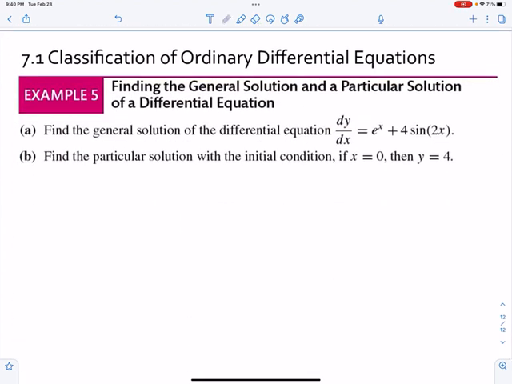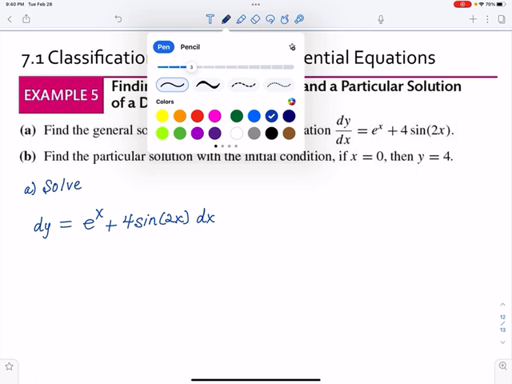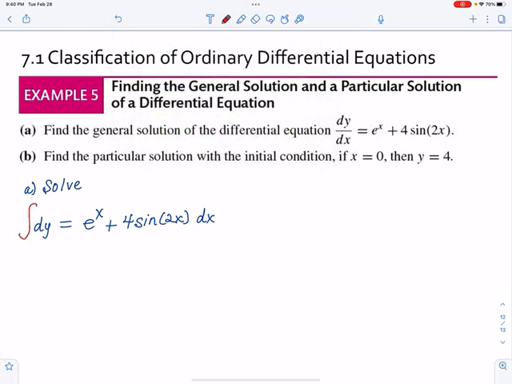We're going to do the same thing here. So for part A, we're going to find that general solution by solving. I'm going to take that differential equation and move the dx to the other side. Now, these will definitely get more complicated in section 7.2. I'm moving that dx to the other side. I separated my differentials. I am going to integrate both sides by properties of equality.